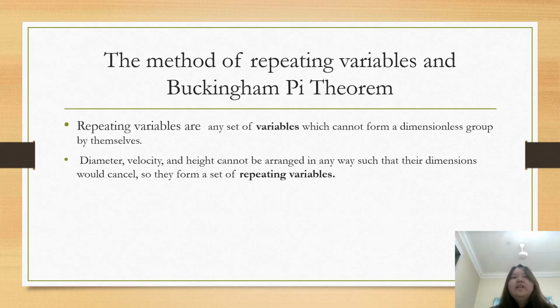Finally, I will touch on the method of repeating variables and the Buckingham Pi theorem. Repeating variables are any set of variables which cannot form a dimensionless group by themselves. Like diameter, velocity, and height cannot be arranged in any way such that their dimensions would cancel, so they form a set of repeating variables.